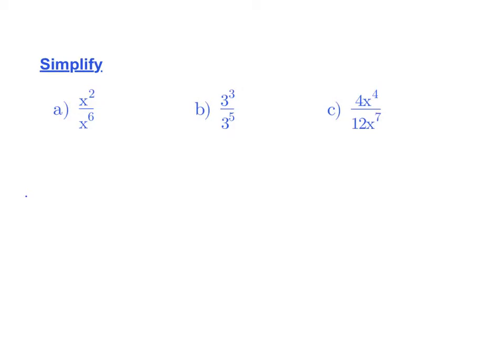All right? Because what do you do with the powers? We said you subtract. So 2 minus 6, x to the -4. Now, I'm going to leave it like that for now. I know some of you had 1 over x to the 4th. That's not wrong. And we're going to talk about that in a minute. Okay? How about the second one?